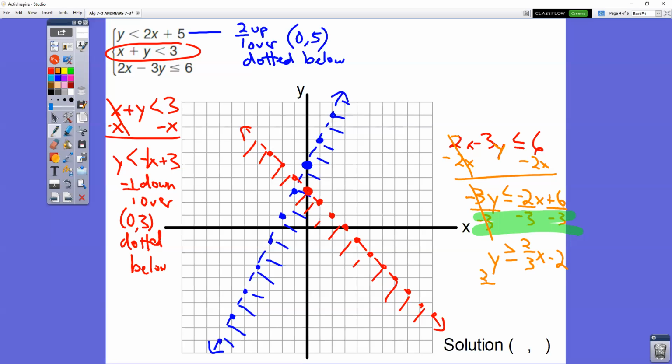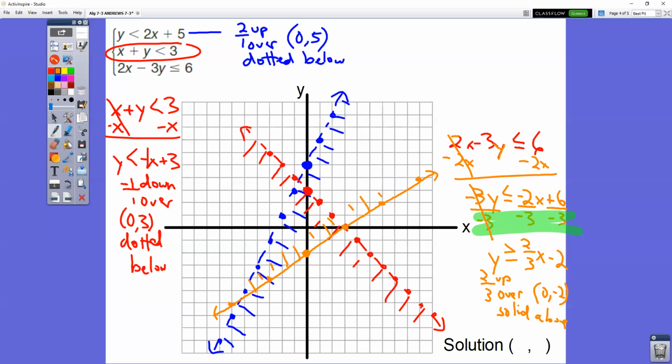So my slope is 2/3. That's up 2 over 3. My y-intercept is 0, negative 2. It's going to be a solid line, and we are going to shade above that line. So starting at 0, negative 2, we're starting right here. We're going to go up 2 over 3. I'm going to work backwards as well, just to get a little bit more accurate of a graph. We're going to use a solid line to connect the dots, and we are shading above this line.